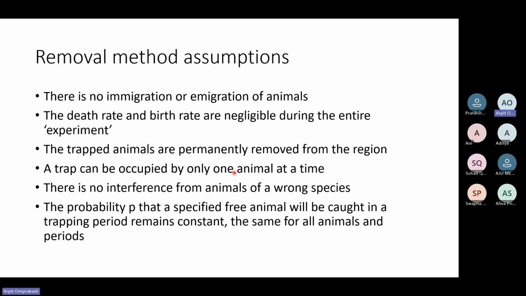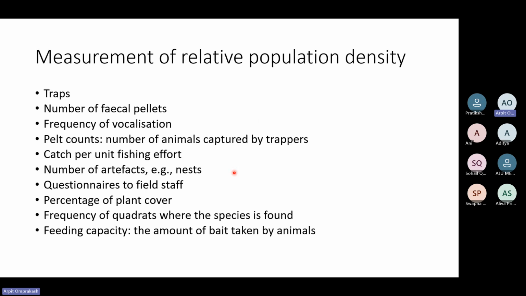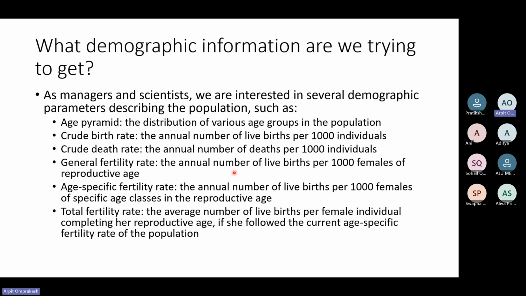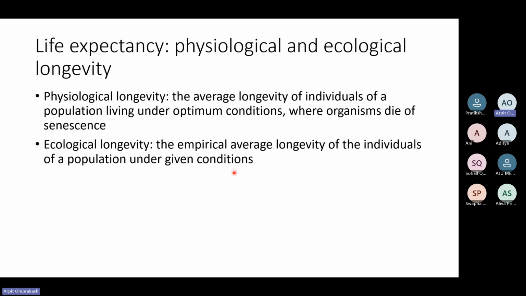Then we have another method, which is the removal method, which also helps us estimate the population density. You basically remove a few organisms and you try to fit in this equation. We can estimate the relative population density using a number of indirect methods, such as traps, calculating number of fecal pellets, frequency of vocalization, catch per unit fishing effort, the percentage of plant cover, and so on. Right. So we want to get at many different kinds of information as managers, and we want to use these to improve physiological and ecological longevity of individuals in a population.